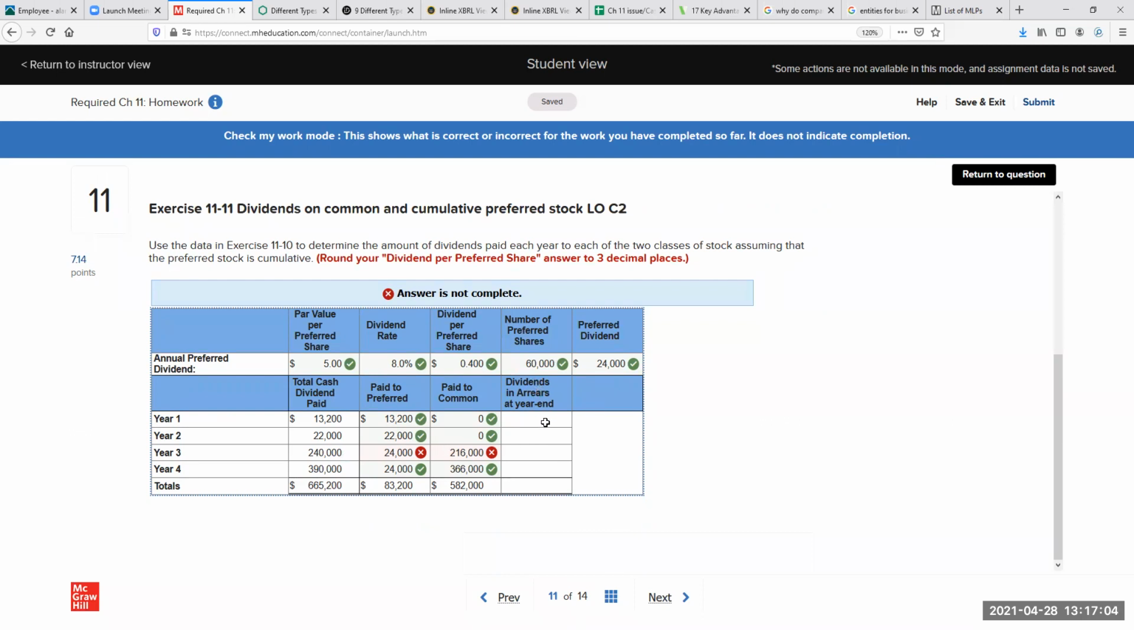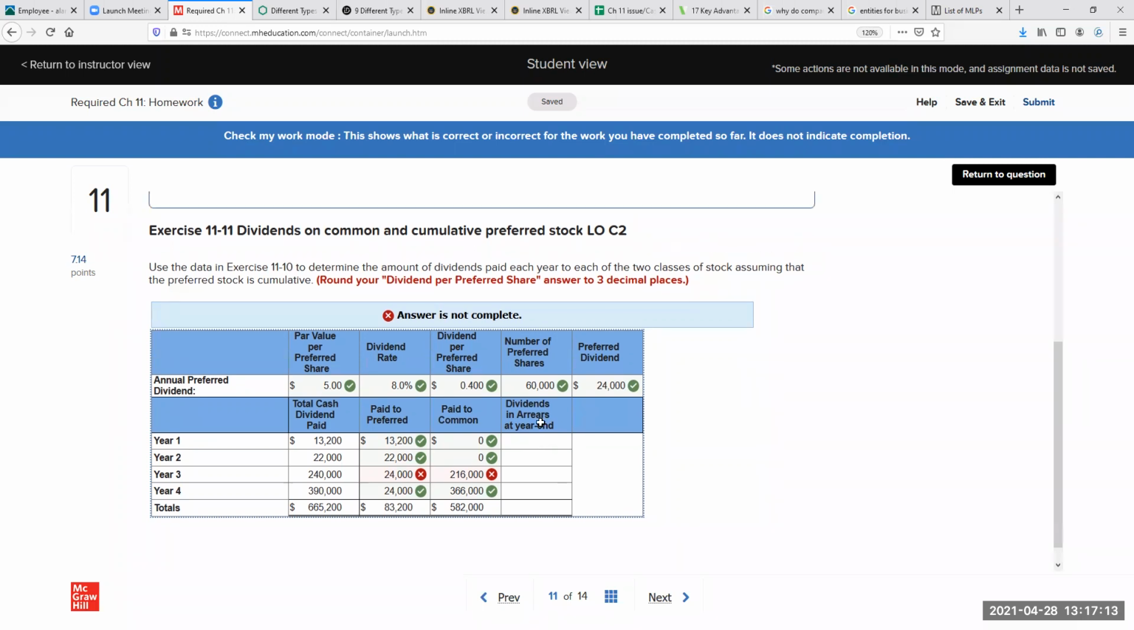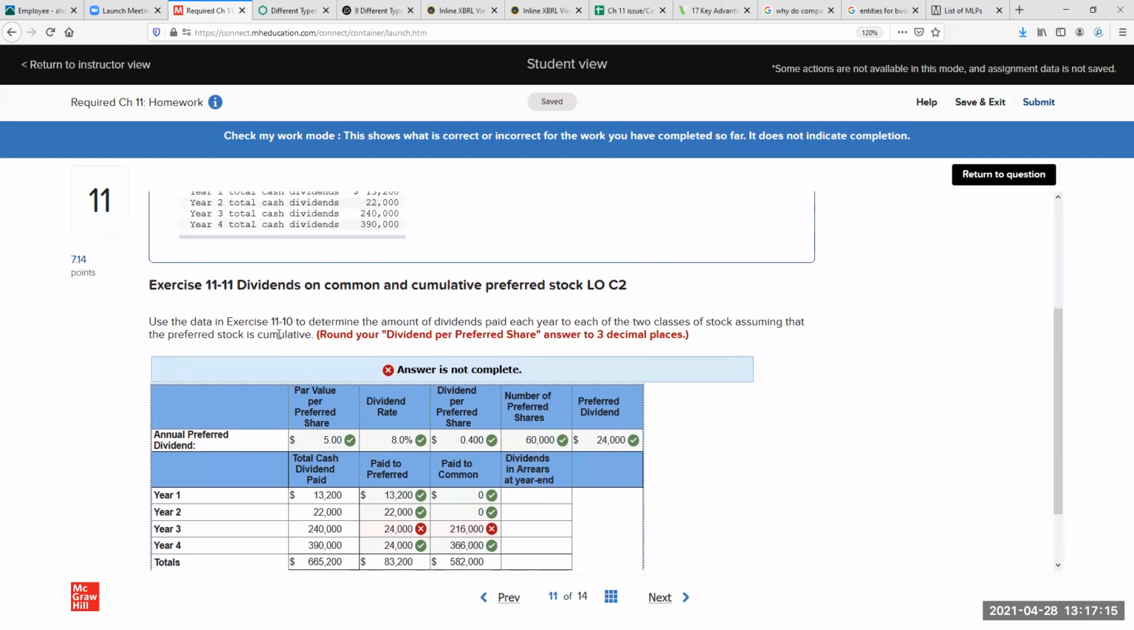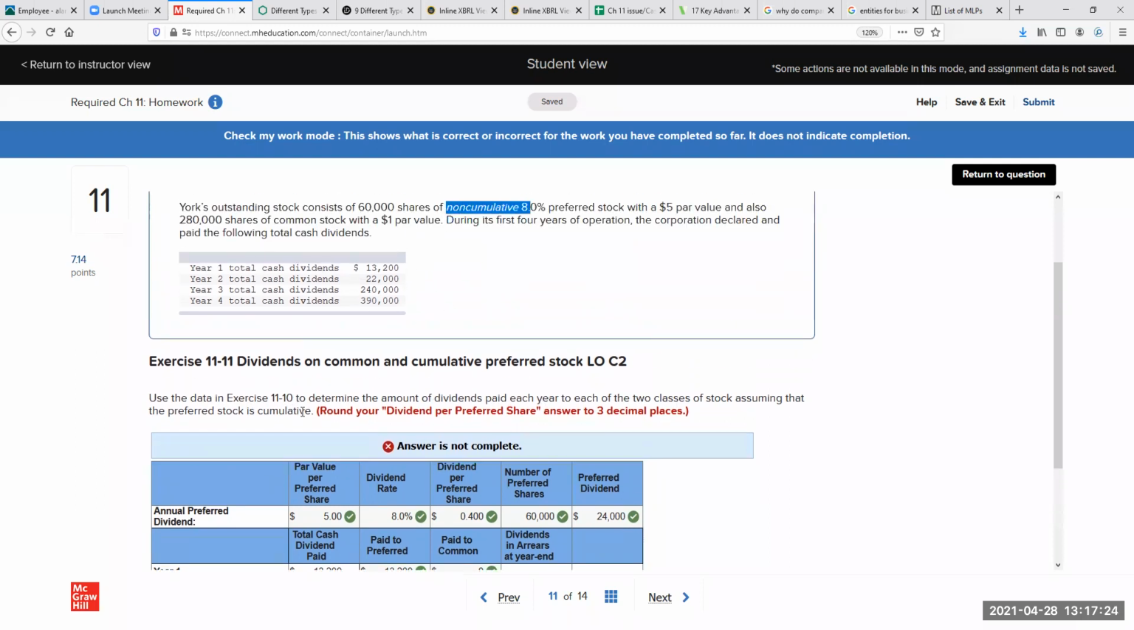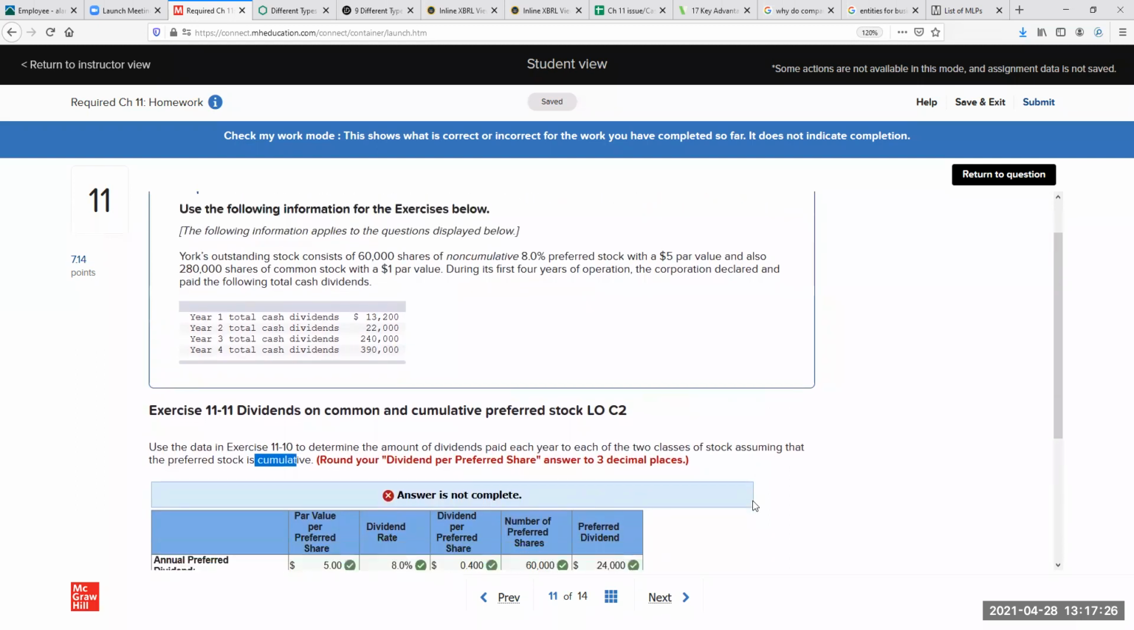Because of dividend arrears, that's the only reason I could be wrong, if they were counting that you owe them the money. You owe them 2,000 in here, but they're not. You don't get arrears. Use the data to determine the amount of dividends paid each year to each of the following, assuming the preferred is cumulative. You see there, they changed it on us. Up here, they said non-cumulative. In here, they want it to be cumulative.